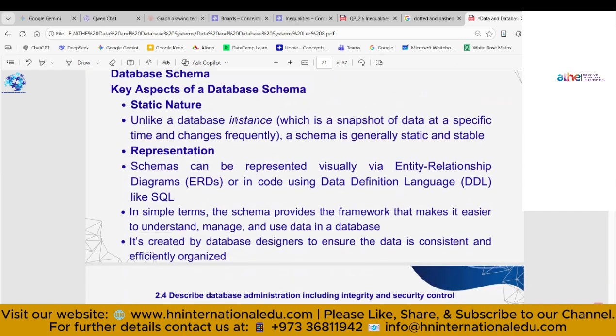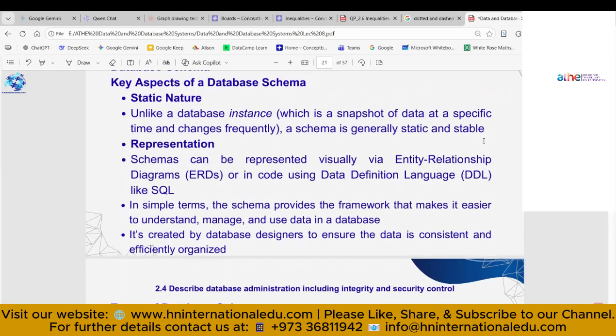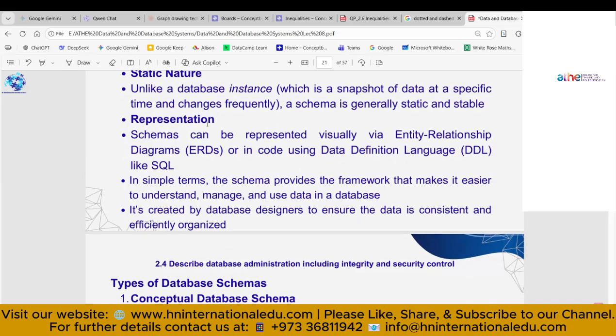Next is static nature. Unlike a database instance, which is basically a snapshot of data at a specific time and changes frequently, a schema is generally static and stable. Okay, then what about representation? Schemas can be represented visually via ERD diagrams. ERD diagrams are diagrams which we use to make logical schemas.